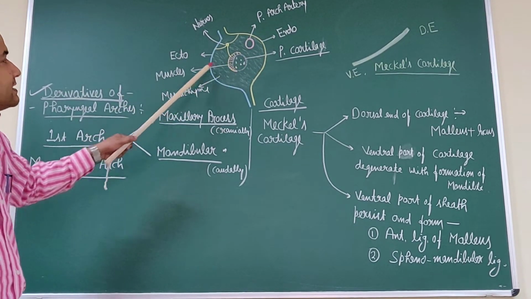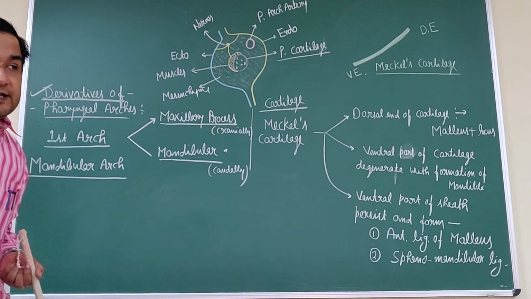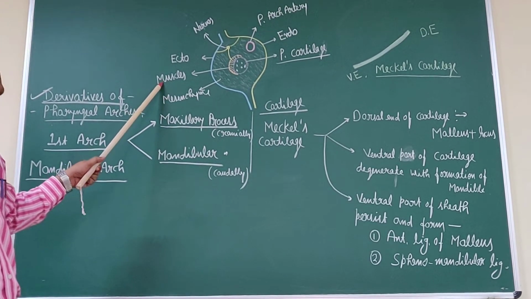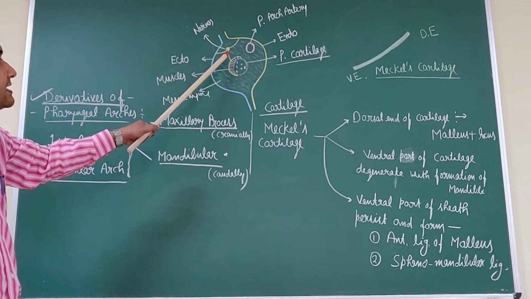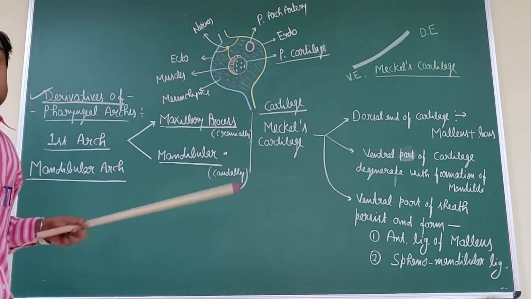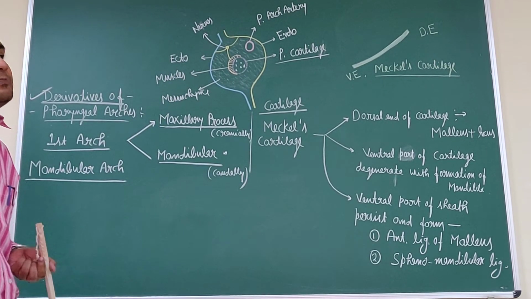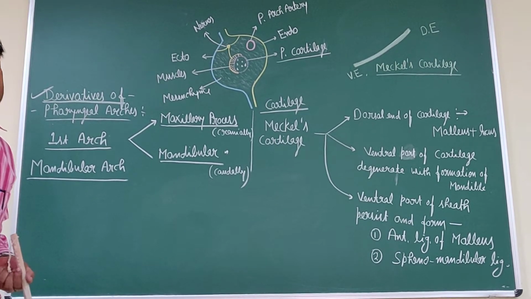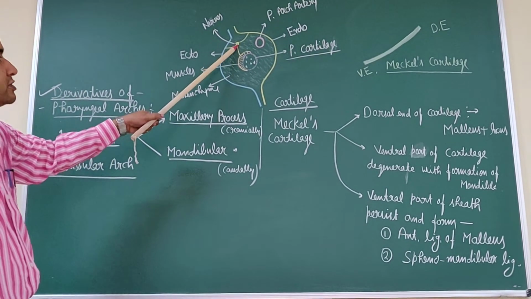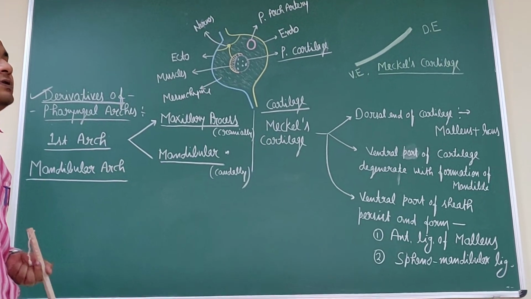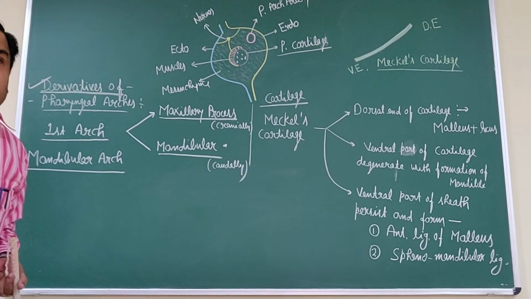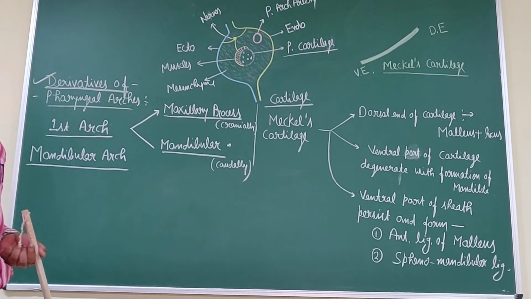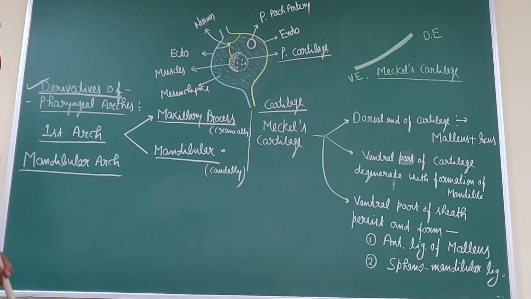Then it has the muscles that are derived from the paraxial mesoderm, and it has the nerve. These are the post-trematic and the pre-trematic nerves. But in human beings, only the first arch has both nerves, the post-trematic and the pre-trematic, while the other arches, that is the second, third, fourth and sixth, have only the post-trematic nerves.